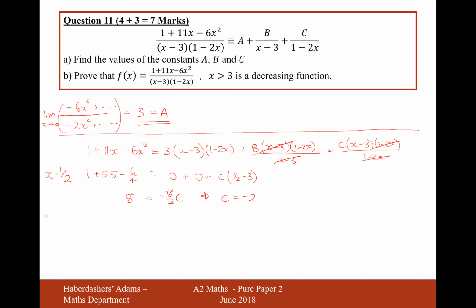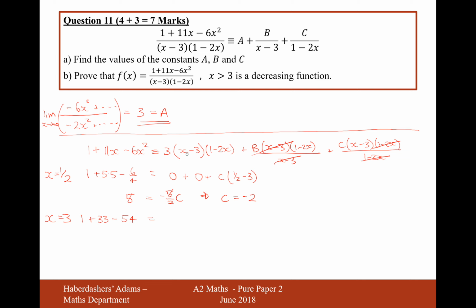Okay, let's now do roughly the same thing for another strategic value of x. We'll use x equals 3 this time. That will turn this bracket here into a 0, so it's going to be 1 plus 33 minus 54, that's 6 times 9, that's 3 squared is 9.